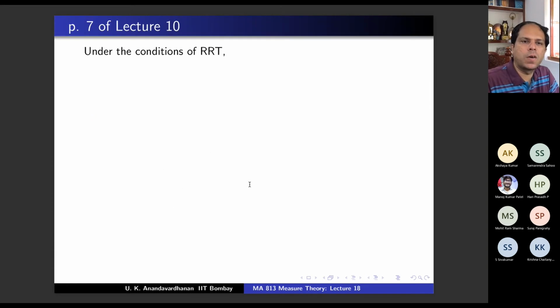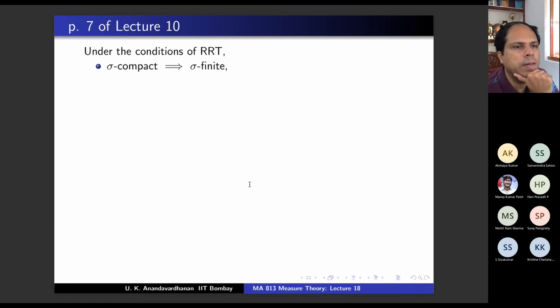I want to recall one more thing, which is that you remember the definition of sigma compact and sigma finite. What is sigma compact? X can be written as a countable union of compact sets, and under the conditions of RRT, sigma compact implies sigma finite. Sigma finite would be a countable union of sets of finite measure. This is just recalling. We don't need it today. Why does sigma compact imply sigma finite? Because a compact set has finite measure, under the conditions of RRT.